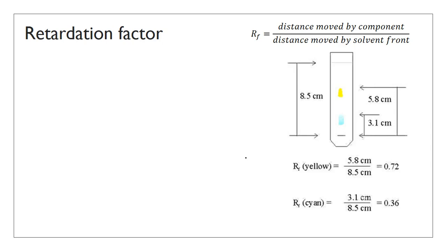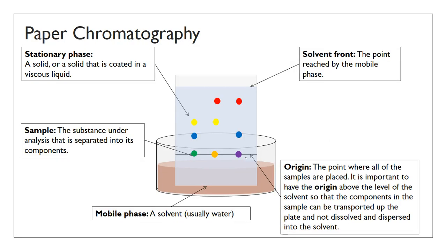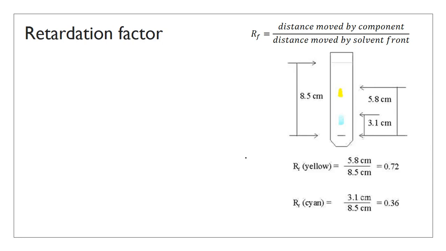Okay, so another way to further quantify the result of a paper chromatography or a thin layer chromatography experiment is to calculate what is called the retardation factor, and that is just a ratio between the distance moved by the component and the distance moved by the mobile phase or the solvent front. So this is another example of a chromatogram, which is what you get after you finish the experiment. And the solvent front in this case is 8.5 centimeters, and then you have the 2 samples at these 2 different distances traveled, and you can work out the ratio from there.